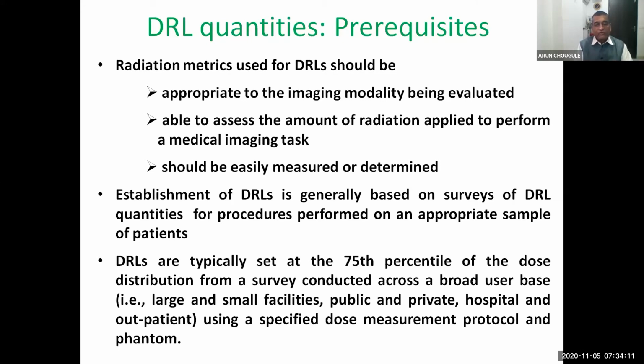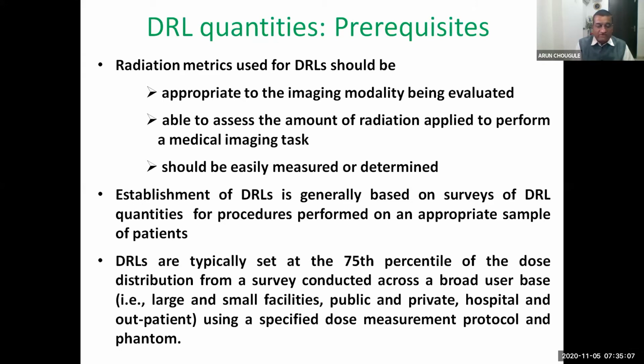So radiation metrics used for DRL should be appropriate to the imaging modality being evaluated. So when you are going to do the survey, use the same kind of machine, same kind of image receptor, same kind of processing. Otherwise, you have a few X-ray machines which are low frequency, some are high frequency, somewhere it's a film based image receptor, somewhere it is digital imaging. That will give you very wide variation and the result will be wrong, and therefore the appropriate imaging modality being evaluated has to be taken into account, to be able to assess the amount of radiation applied to perform a medical imaging task. A particular medical imaging task should be easily measured or determined by the dosimeters.